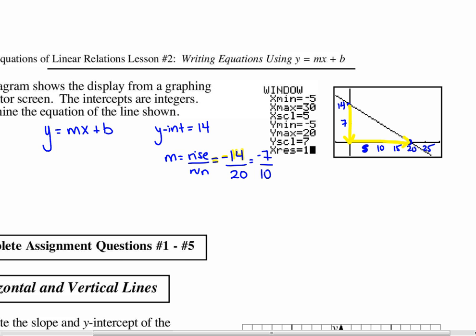All right, so do we know our equation now? y equals negative 7 over 10 x plus 14. There it is.